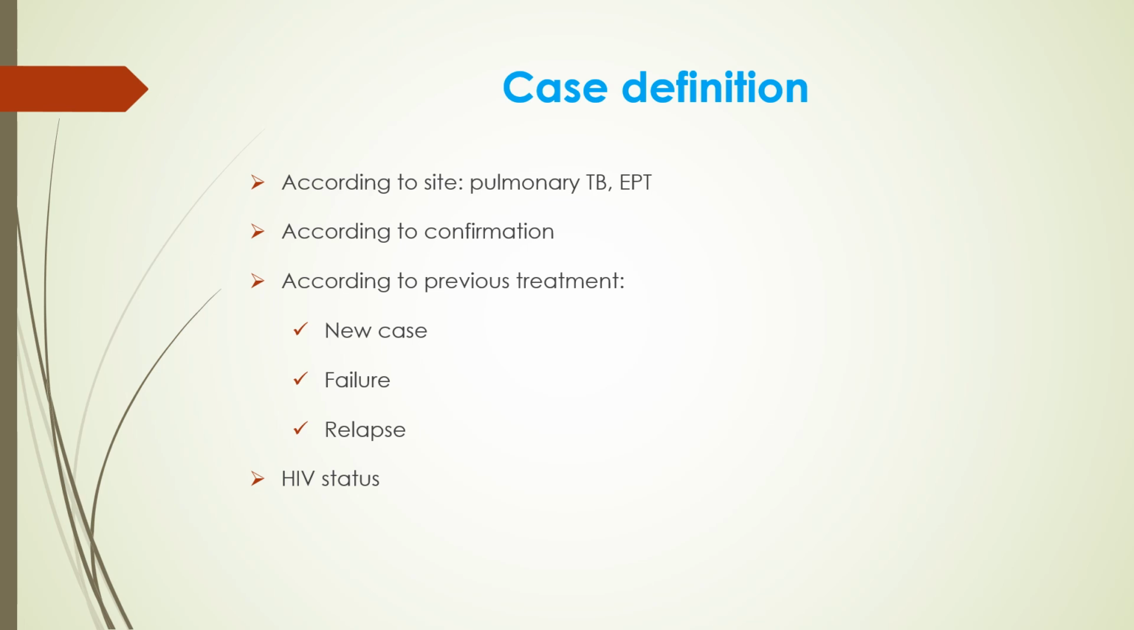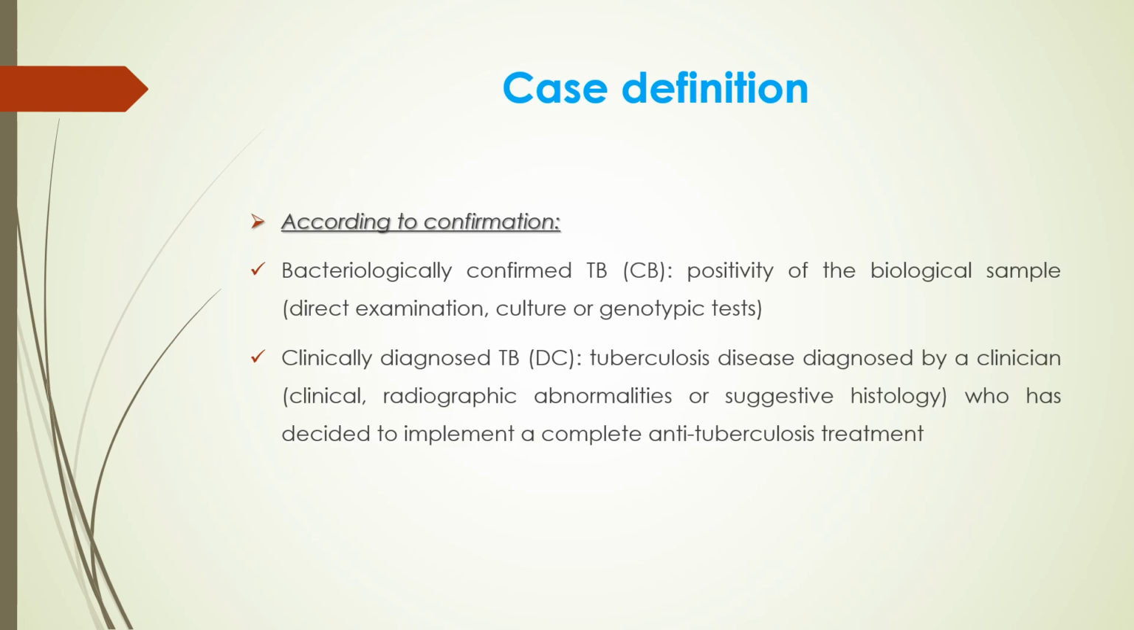We have to define some cases according to the Moroccan program of lutte anti-tuberculose. It's according to the state of tuberculosis. We have to differentiate between pulmonary tuberculosis and extrapulmonary tuberculosis, according to the confirmation, according to the previous treatment, and to the HIV status. So, according to confirmation, we have two cases.